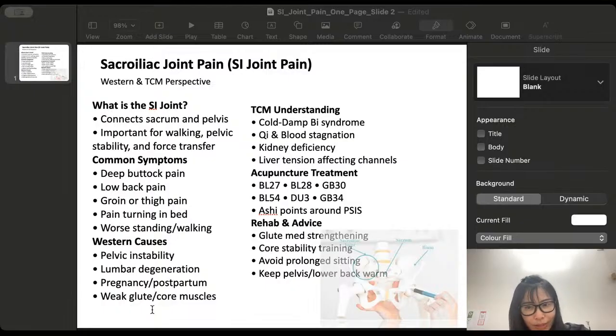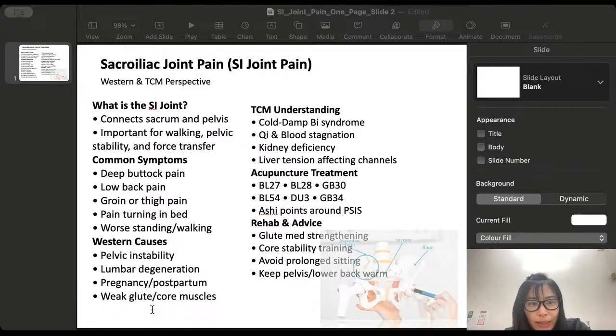Another very common cause is trauma. When you have a fall, and of course, car accidents, lifting injuries when you're trying to lift very heavy objects, or twisting in a weird and sudden movement, all can directly stress the SI joint.